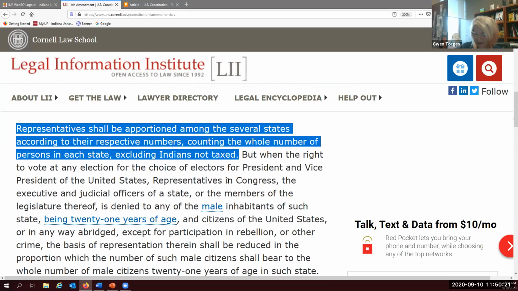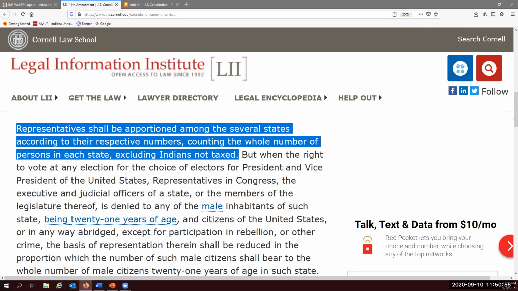Now, the Indians not taxed, that sounds like they're also discounting the personhood and the citizenship of Indians, but actually, in the context in which this was written, it was acknowledging that Indians who were members of their tribes were members of a separate sovereign that wasn't under the authority of the states or the United States. And so it was actually an acknowledgement of tribal sovereignty.